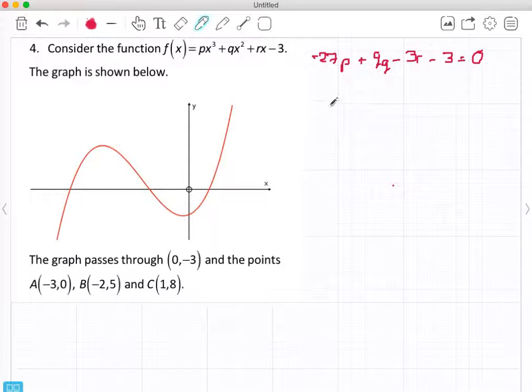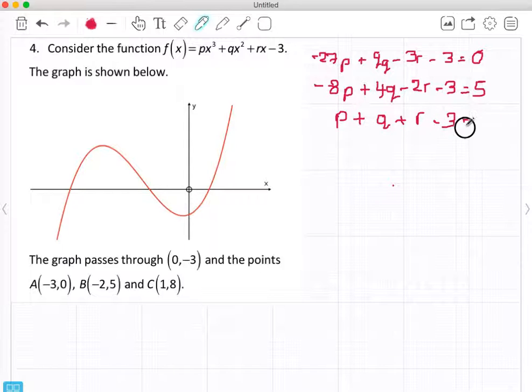Now I'm going to put -2 in, and again I'll do this for you. I get minus 8p plus 4q minus 2r minus 3, and that will equal 5. And finally I'm going to put in 1 and I get the answer 8 out. So this gives me p plus q plus r minus 3, and the answer is 8.